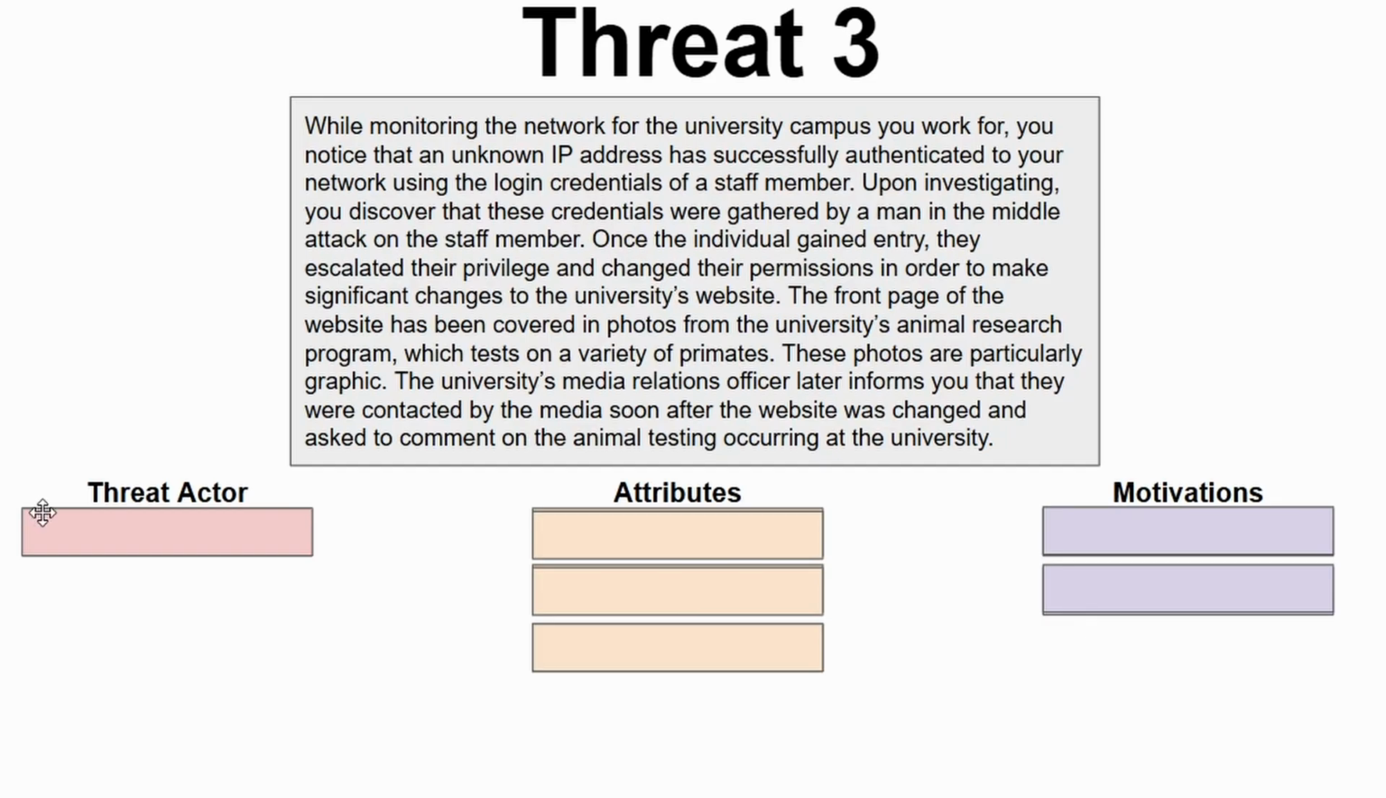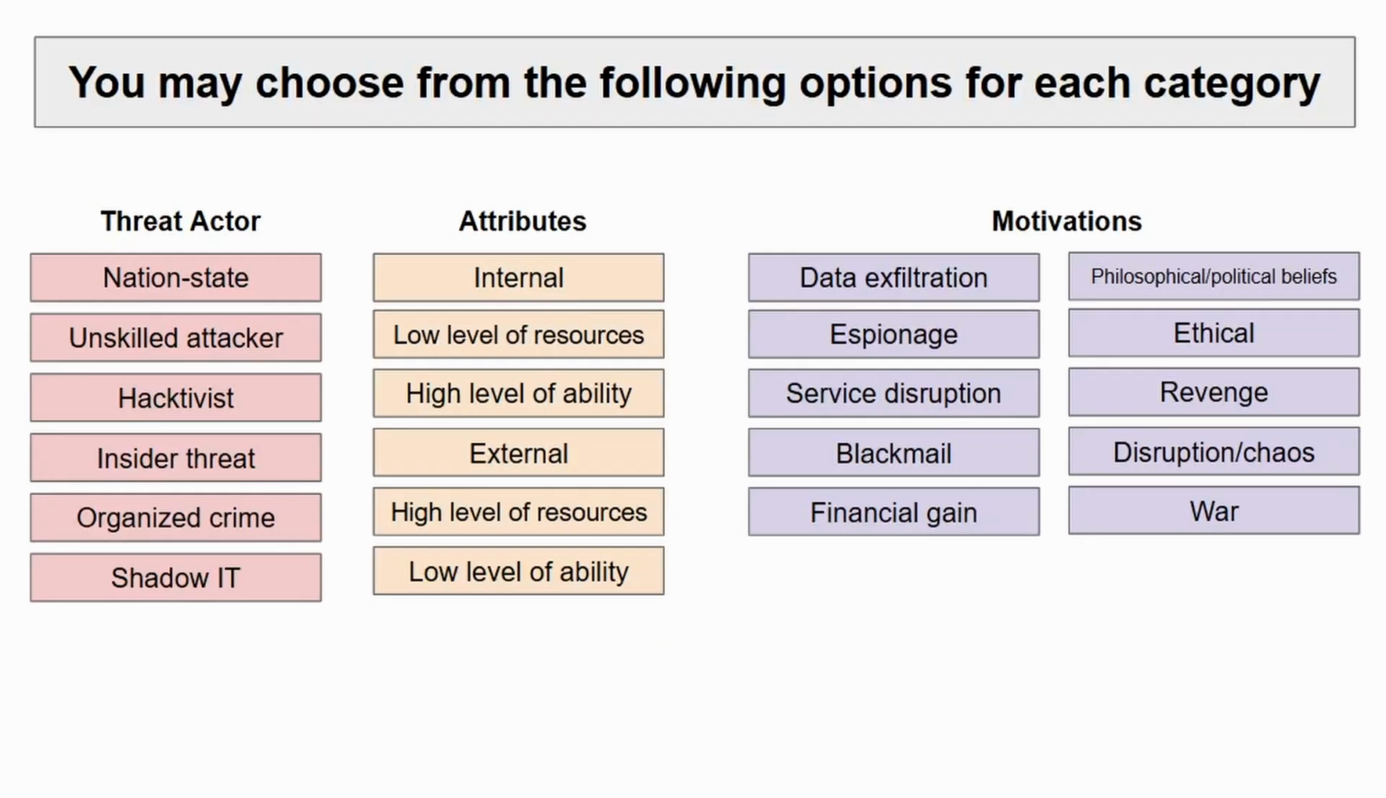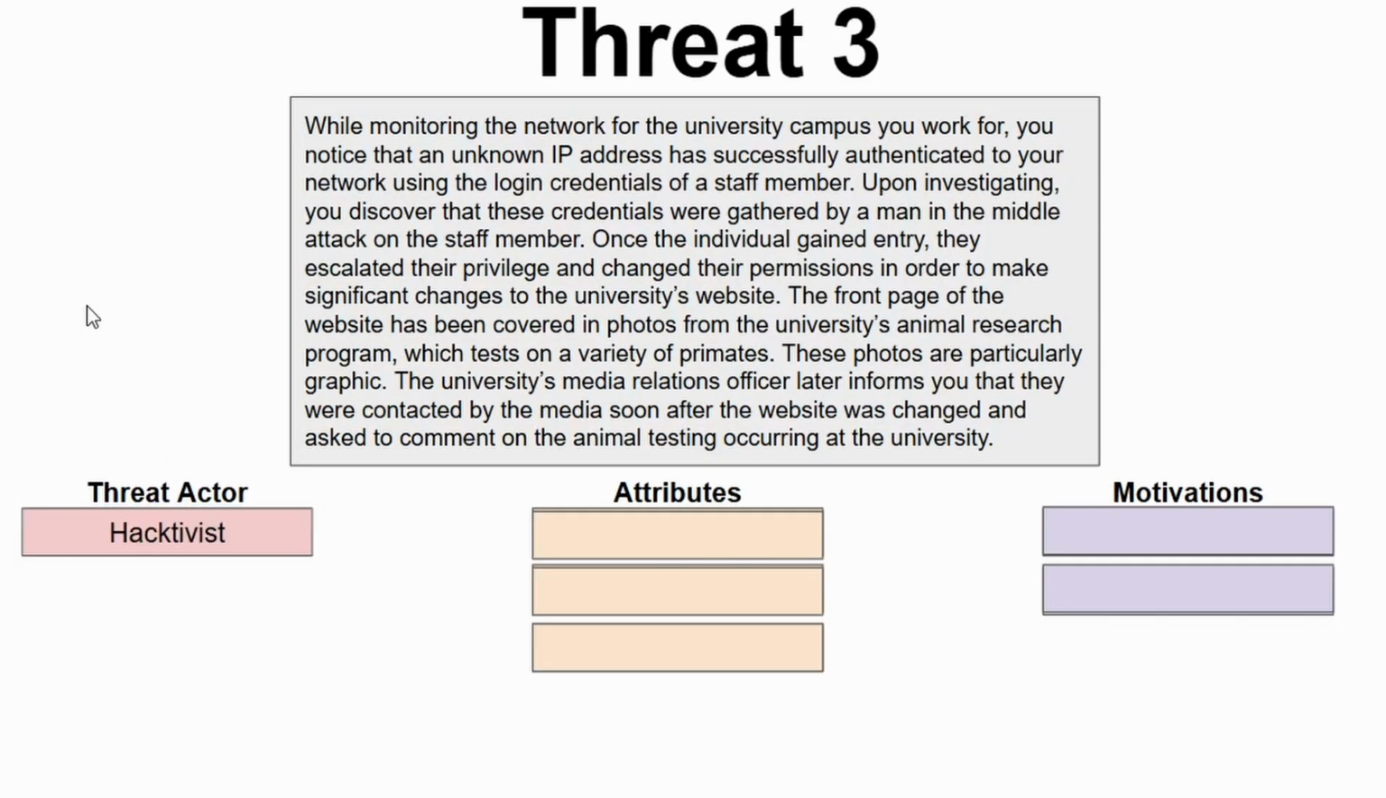Okay, what kind of threat actor do we think this is? We should have something in our mind, having another look at the potential threat actors we can choose from. Is it nation state, unskilled attacker, hacktivist, insider threat, organized crime, or shadow IT? This one, guys, is going to be 3, 2, 1, a hacktivist. This is an individual who is doing some level of activism. They don't like what this university campus is doing to their animals, and they have hacked in with the intention of making this perceived wrong known to the media.